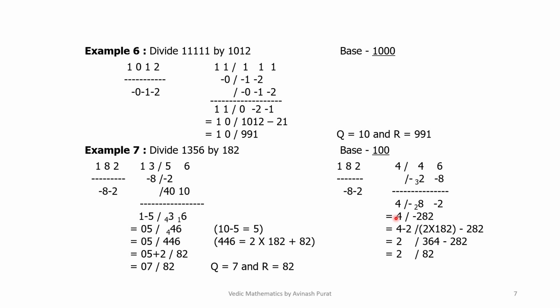Now 2 from quotient is taken to the right side. So 4 minus 2 and 2 multiplied by 182 minus 282. So 2 stroke 364 minus 282, that is 2 stroke 82. So quotient is 7 and remainder is 82.